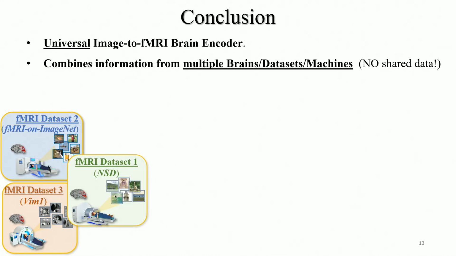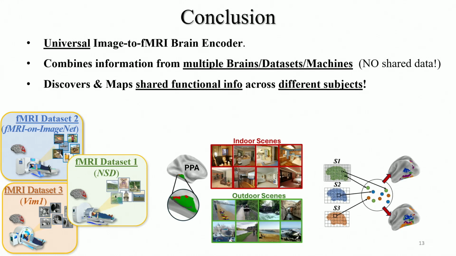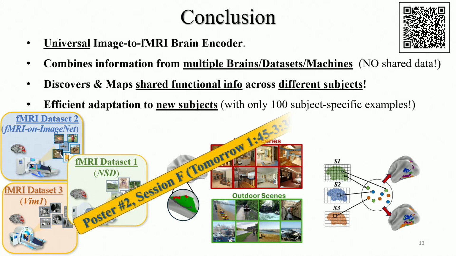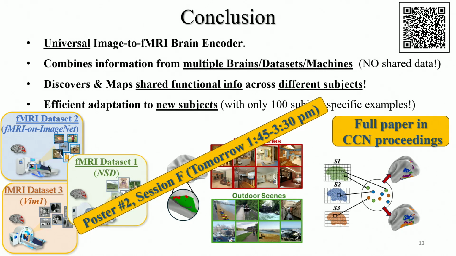Let's summarize. We presented the universal image to fMRI brain encoder. It combines information from multiple brains, datasets, and machines without any shared data. It facilitates the discovery of shared functional information across different individuals. Something I haven't covered but is important is that we have an efficient adaptation to new subjects with as little as 100 subject-specific examples.